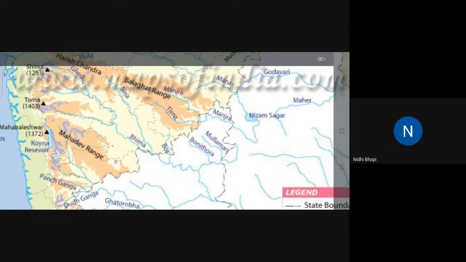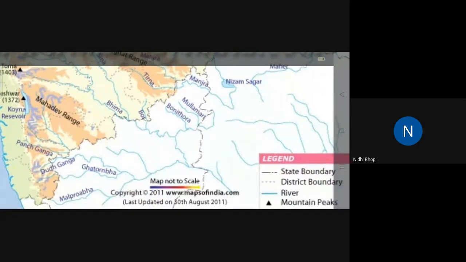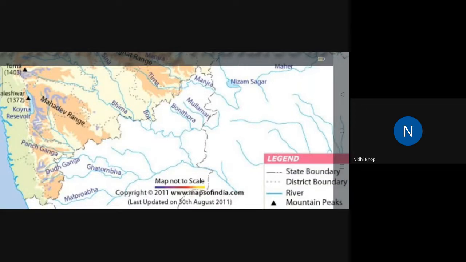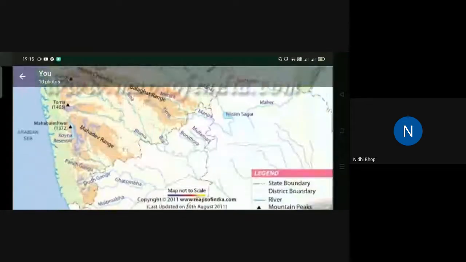So all these are the, again legend is given: state boundary, district, river, mountain peaks. See, mountain peaks are shown with black color triangles. काळ्या रंगाच्या ट्रायंगल मध्ये तुम्हाला हे दिसत आहेत. Rivers again are shown with blue color, isn't it? So this is the physical map of Maharashtra. Already I have explained it, but still a revision.